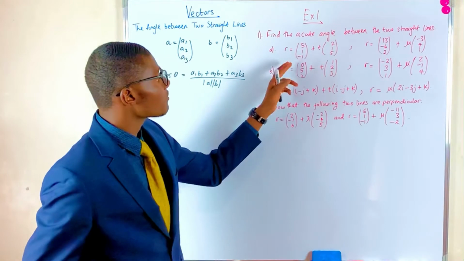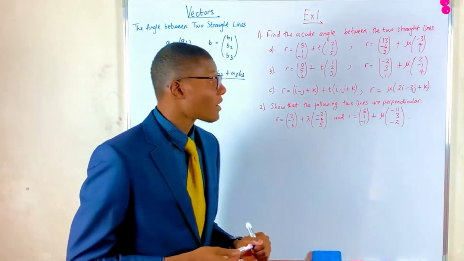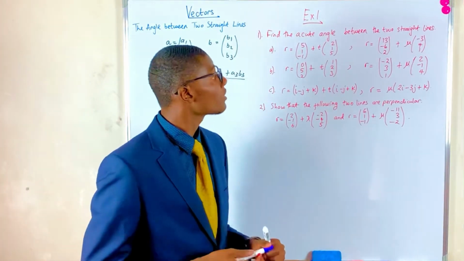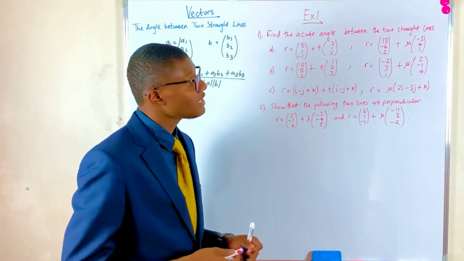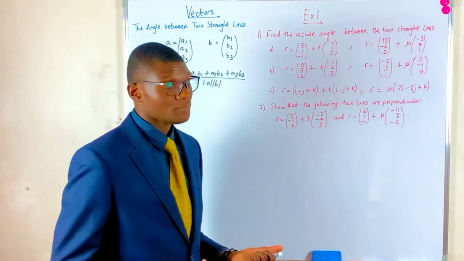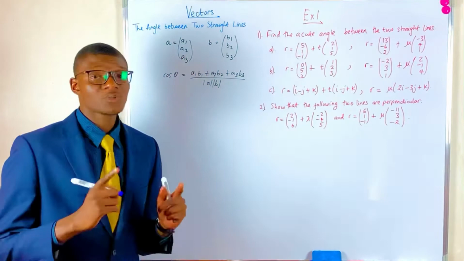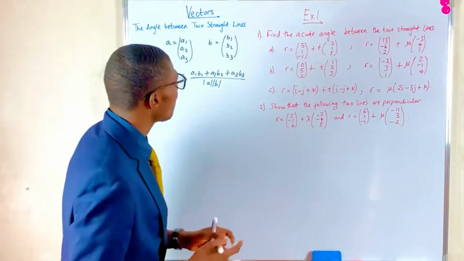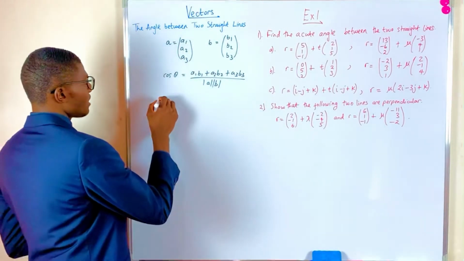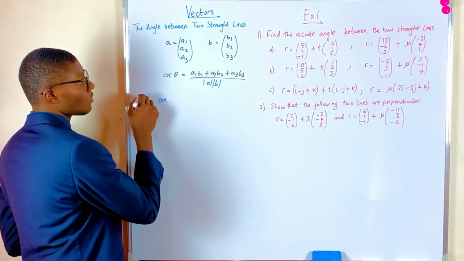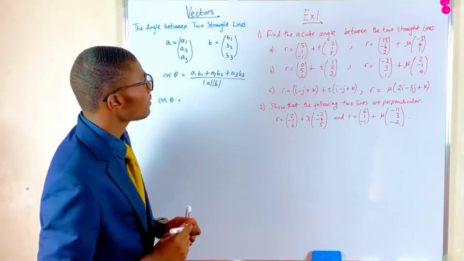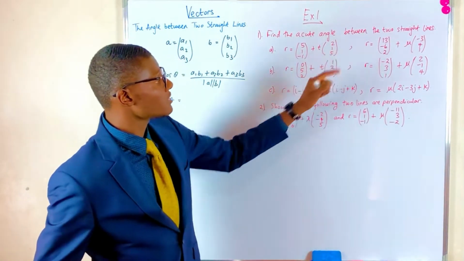For part A, we've got r is equal to (5, 1, -1) plus t (2, 1, 5), and then we've got r is equal to (1, 3, -6) plus mu (-3, 4, 1). But we mentioned that for straight lines, we use the direction vectors. We calculate the angle between the two direction vectors. So for 1a, cos theta is equal to the scalar product of the direction vectors.